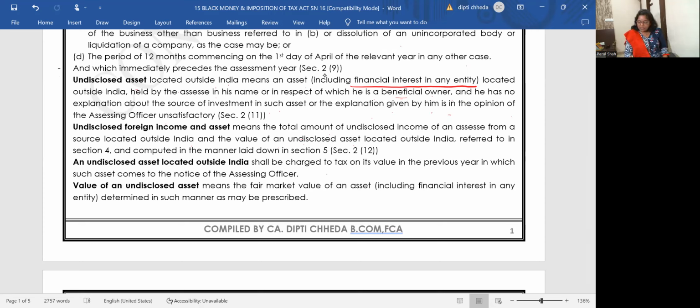It shall be chargeable to tax at its value in the previous year in which the asset comes to the notice of the AO. Star mark this point. So that when you read it again, it should be very clear ki kya weightage ke saath padna hai. In fact, there are valuation rules also in the Black Money Act. I'm not teaching you, but here.